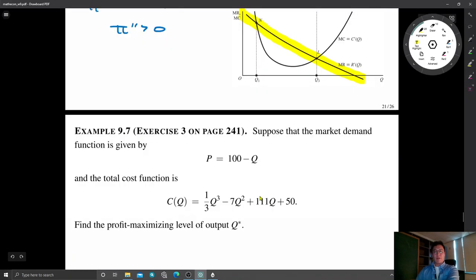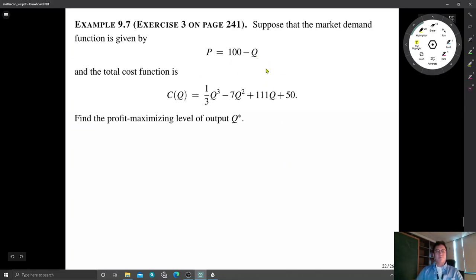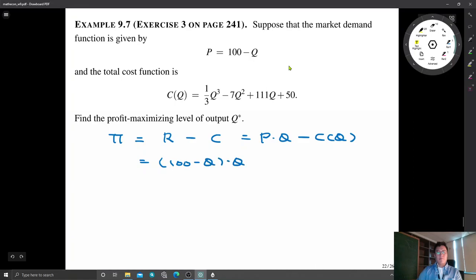All right, so with this background in hand, let's do one example. In this example, market demand is given by a linear function, and total cost is given by a cubic equation. Okay? And we want to find the profit maximizing quantity. So let me first write down the profit function. So express profit as a function of quantity. So pi is revenue minus cost. But revenue is P times quantity, unit price times quantity produced, minus cost. Okay, but instead of P, we can substitute market demand function. Okay? So 100 minus Q times Q minus cost.